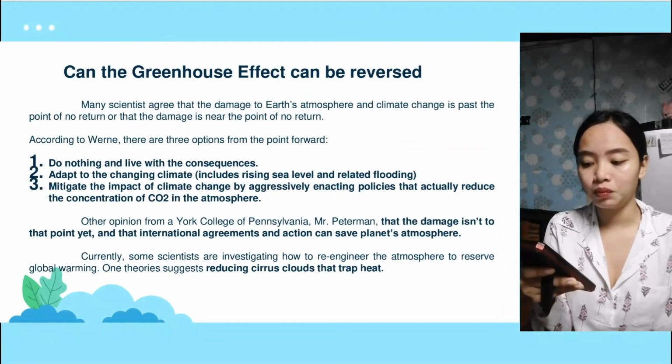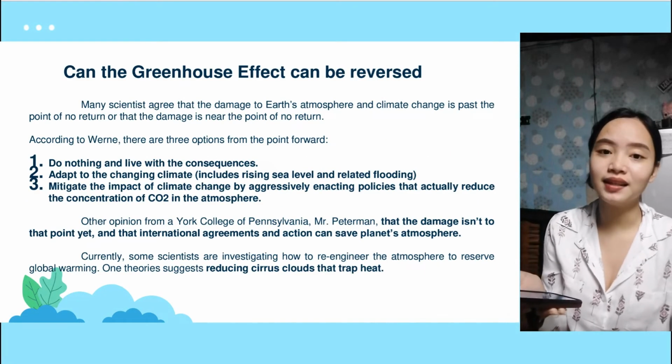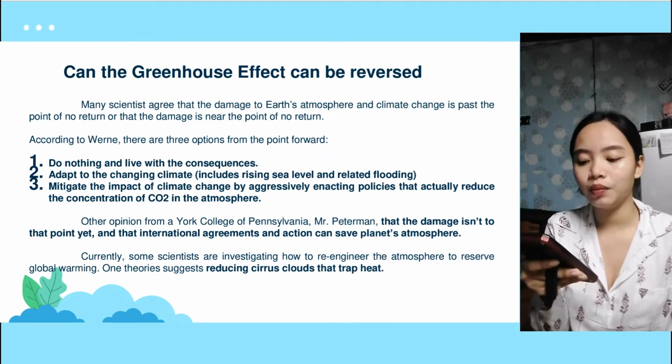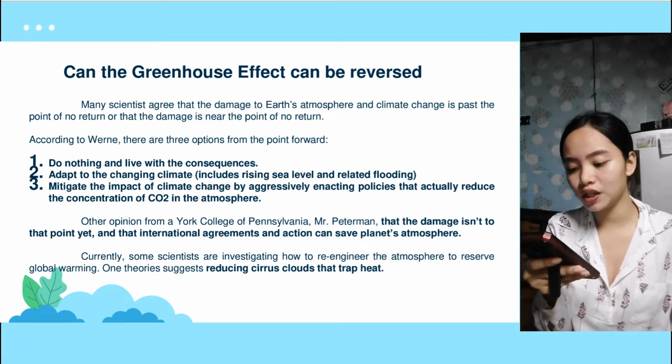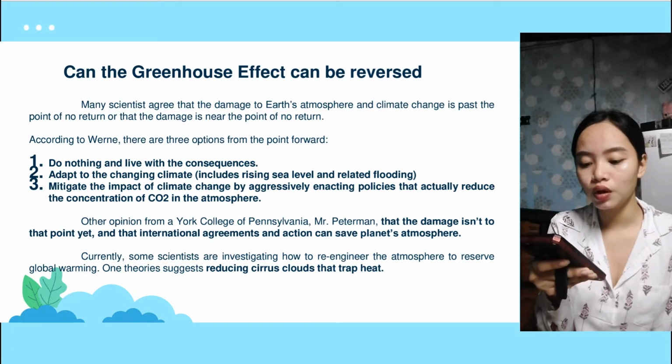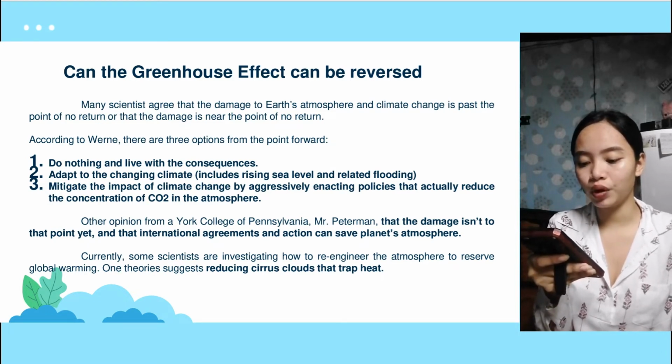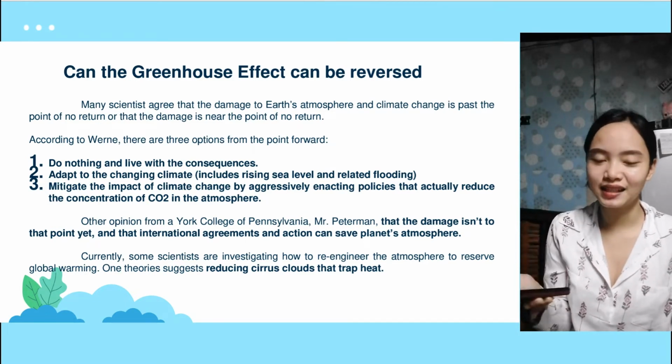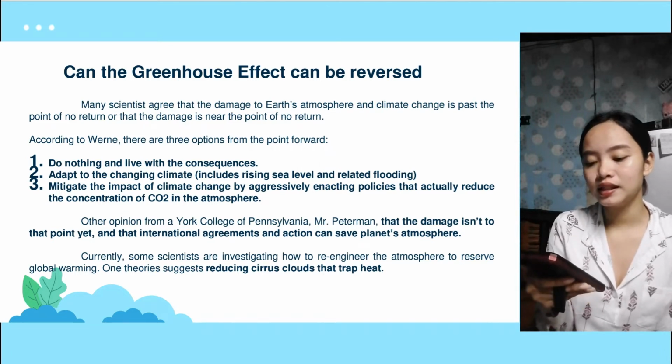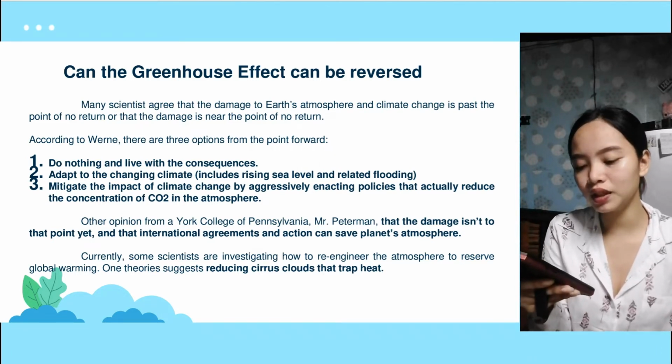Can the greenhouse effect be reversed? So, many scientists agree that the damage to Earth's atmosphere and climate change is past the point of no return, or that the damage is near the point of no return. So, wala na ibalik ang damage nga nabuhat sa kalibutan.